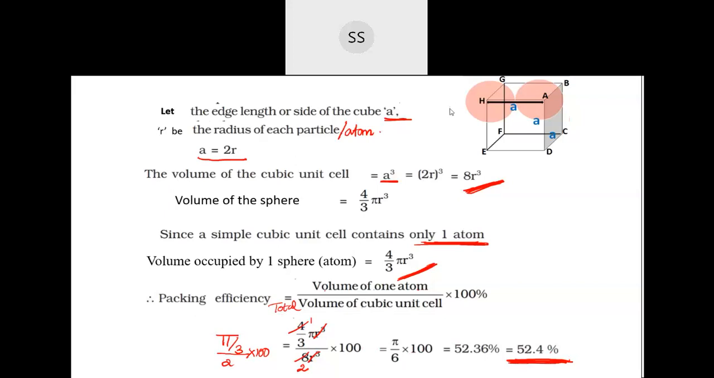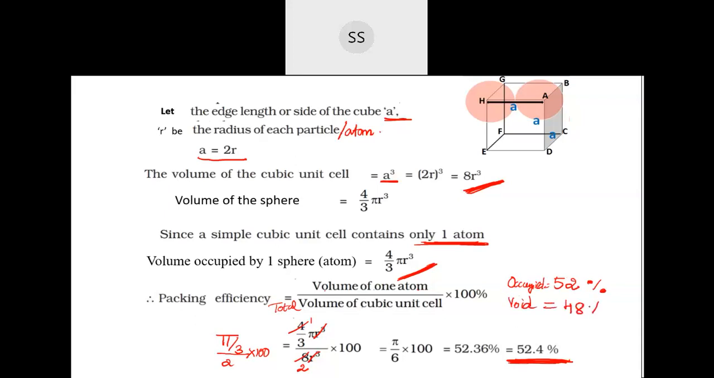So from this value, what do we understand actually? If you see this value properly, 52.4, take 52 roughly as a percentage. What you understand from this is the percentage of total space which is occupied. The space occupied is 52 percent, and the space occupied by the void is around 48 percent. Correct, no?